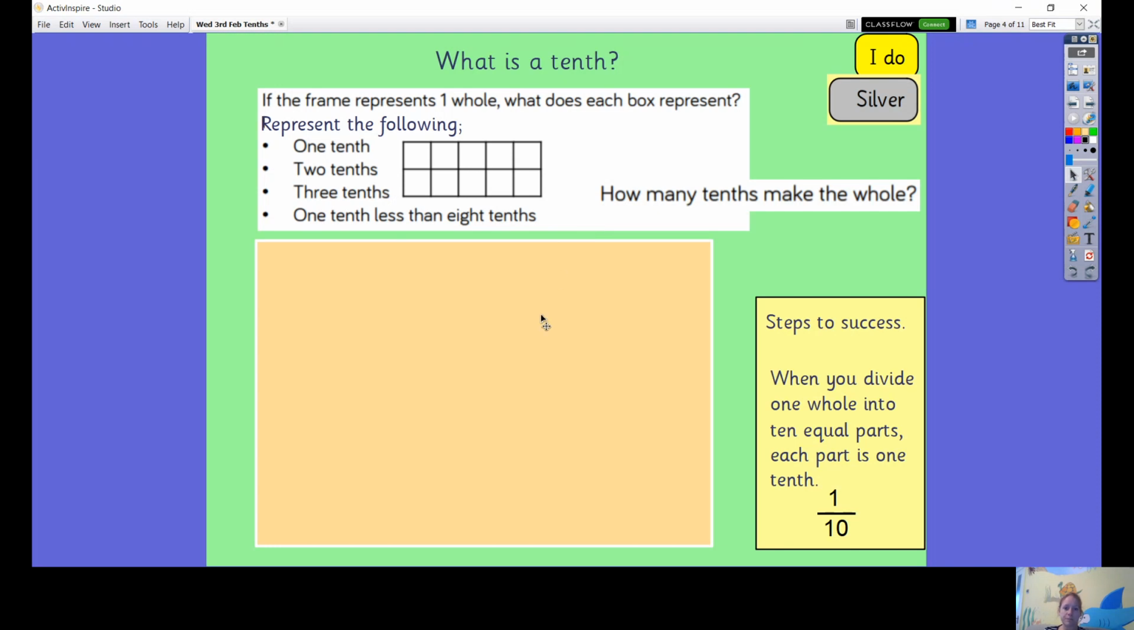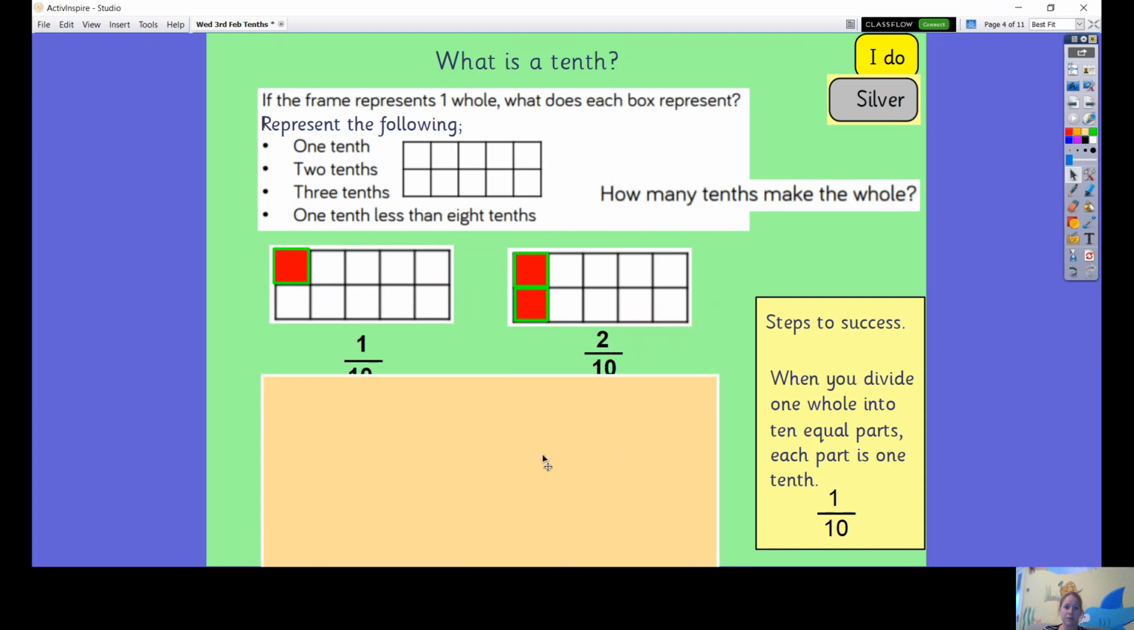Okay, when you've done that, hopefully you should have something that looks like this. If you look at the first two to start with. So this is 1/10. There's a tens frame and I've got 1 out of the 10 coloured in. So if it was a bar of chocolate, the whole bar of chocolate is 10 pieces, which is what this is. How many tenths make a whole? So 10 pieces make up the whole, and I've got 1/10 of it. I've got 1 out of 10.